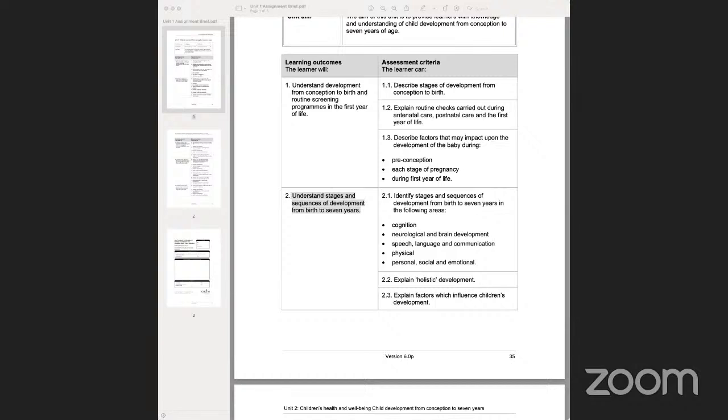And then we look at the physical, the chart that we looked at, which is the chart in which we track the growth of the child from the age of 0 to 12 months, from 12 to 24 months, and then 24 to 36 months.